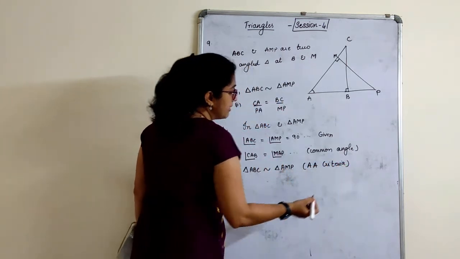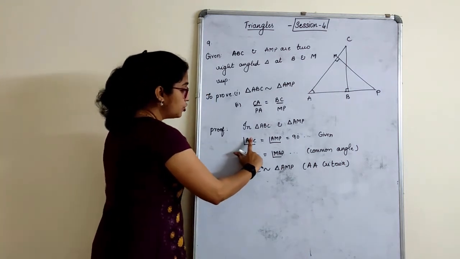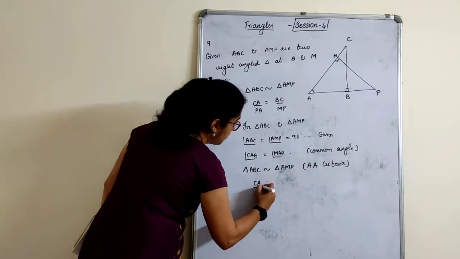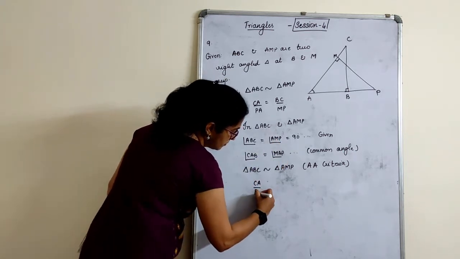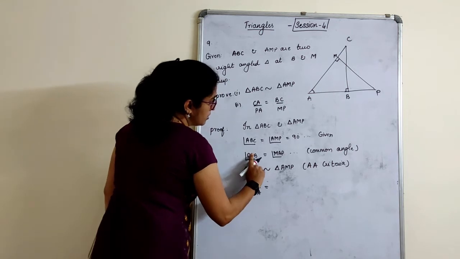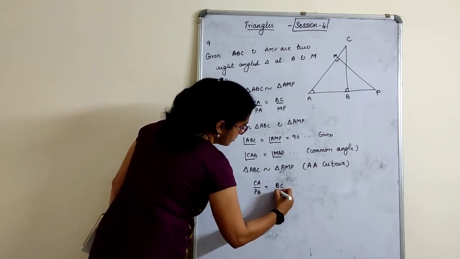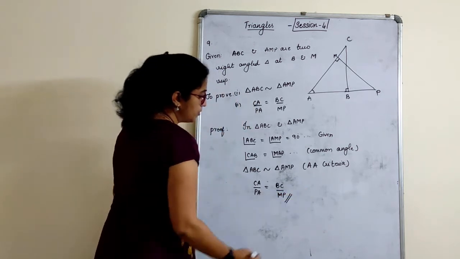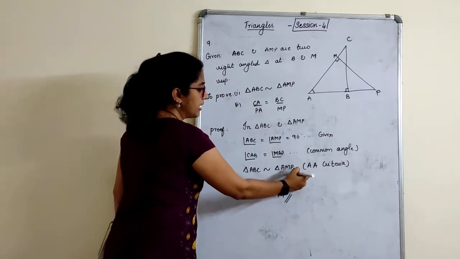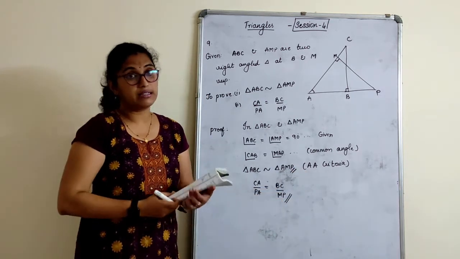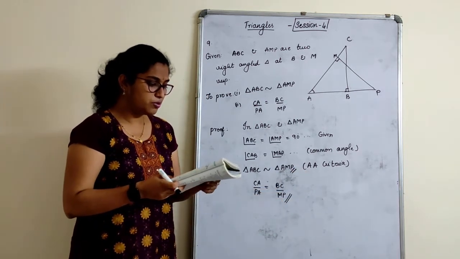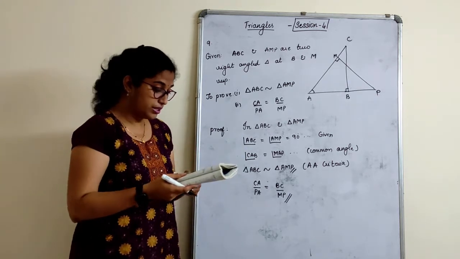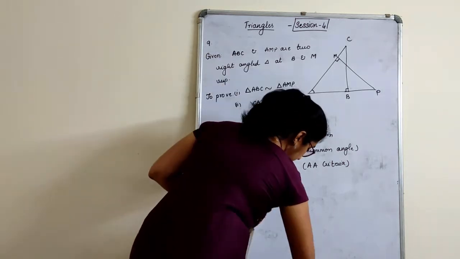Now from this criteria, let us write the proportional sides. What do you get? AC, or CA, upon PA is equal to BC upon MB. Hence proved. So we also proved that the given triangles are similar and the sides are proportional. This was almost similar to the seventh sum, which I had given you as homework in the previous session. We'll start with the next one.